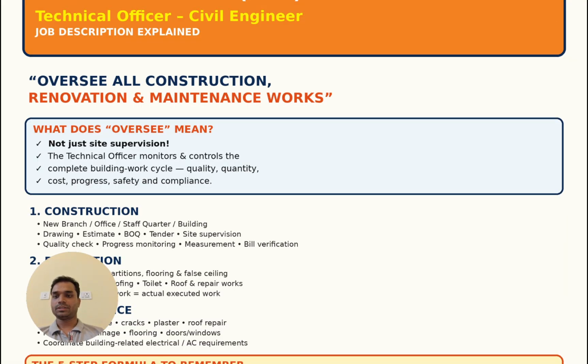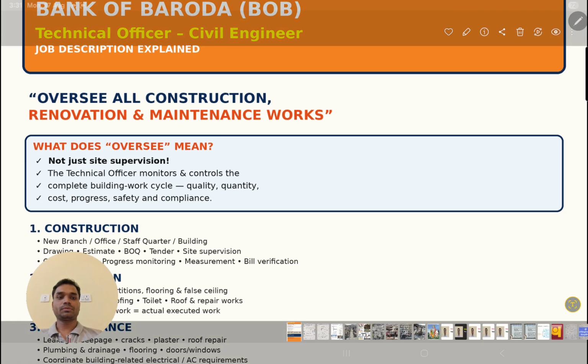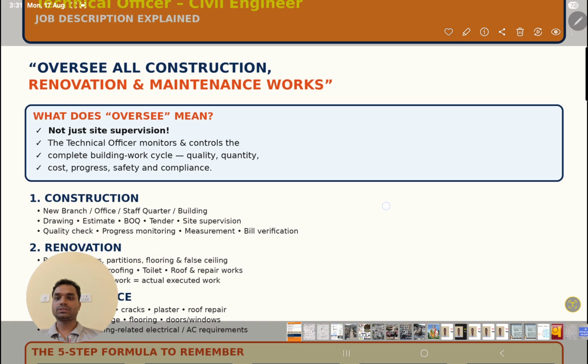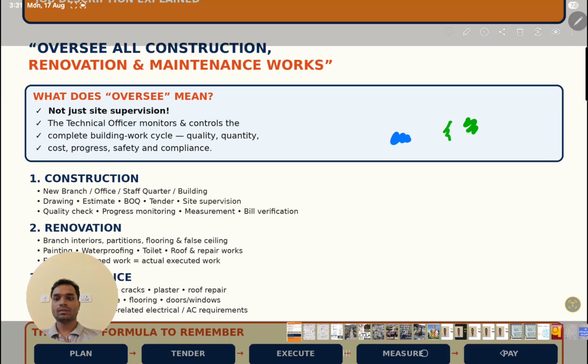For role and responsibility, they have started with the point that oversees all construction, renovation, and maintenance. And oversees doesn't mean just to supervise. You are a technical officer. You don't need to go directly only for supervision. A technical officer generally monitors or controls. Generally, PERT and CPM will be important for you. These two parts will come into the picture.